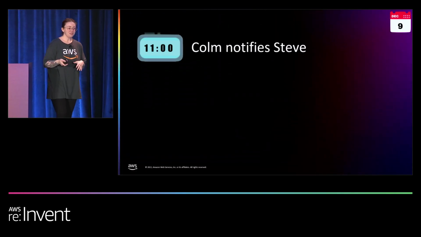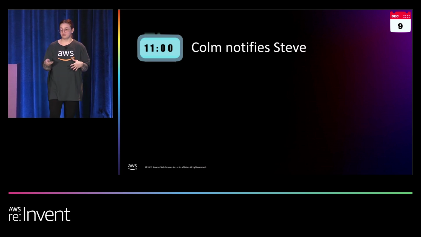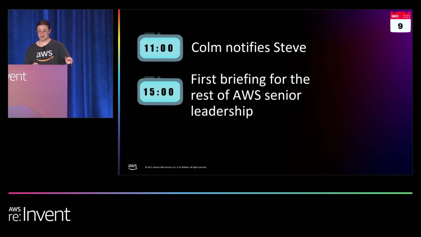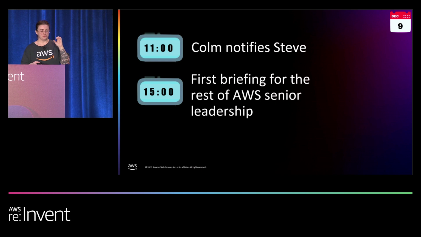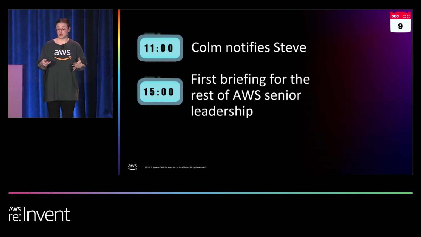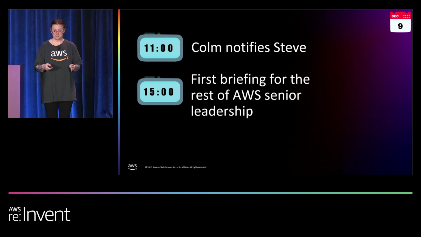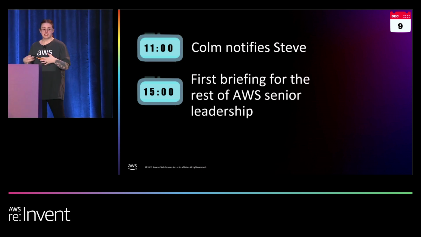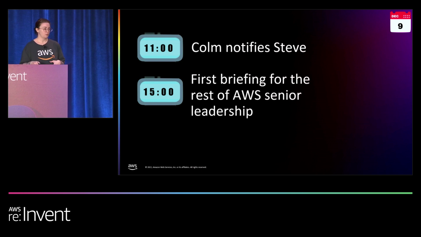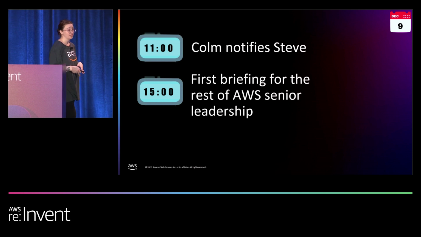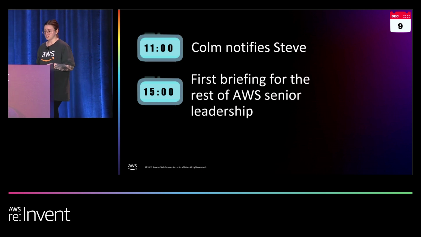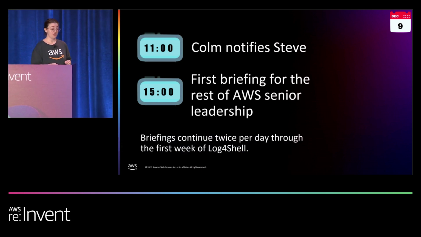So at around 11, Column notifies Steve. And you'll notice that that's a pretty short time window from the first we-don't-even-know ticket coming in to telling the most senior security person at Amazon. Really short window. At about 3 p.m. Pacific time, there's the first formal briefing for the rest of AWS senior leadership. And ultimately, we ran these briefings twice a day for the first probably 10 days of the Log4j response, which is expensive, by the way, especially on holidays. They don't love that.